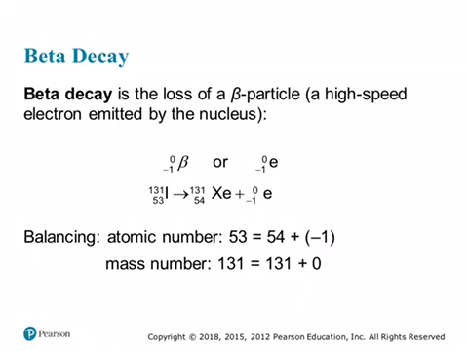With beta decay, we're losing a high-speed electron from the nucleus. It can be written as 0, -1e, or with the beta symbol. Here we're starting with iodine-131, which is used for thyroid testing in medical diagnosis because it has a very short half-life. We're releasing the beta particle from the nucleus, and the new element that's formed is xenon-131. Notice the mass number didn't change. The atomic number increased by 1 because 54 and -1 equals 53.